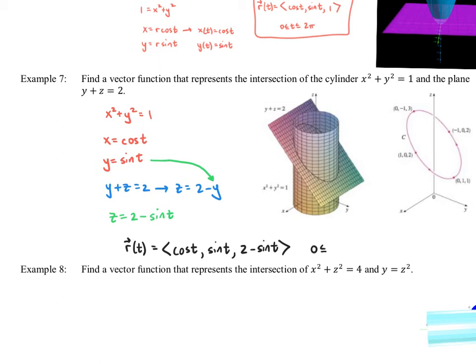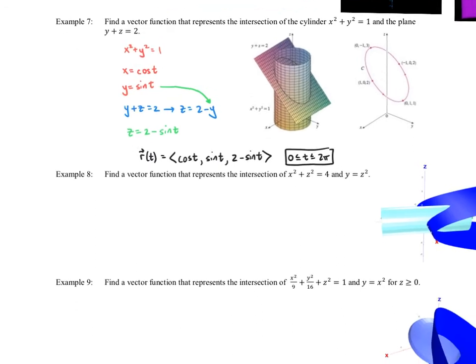Now again, similar to the last one, we could have t values from 0 to 2 pi that would perfectly complete that curve. And obviously any more than that would just continue to wrap around that path over and over and over again. Okay, let's try example 8.